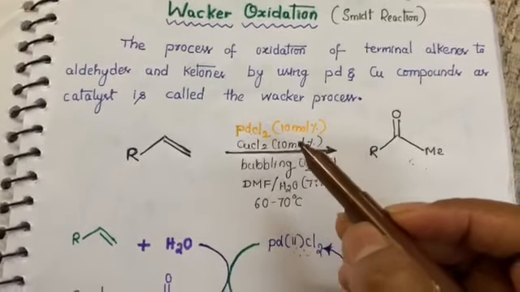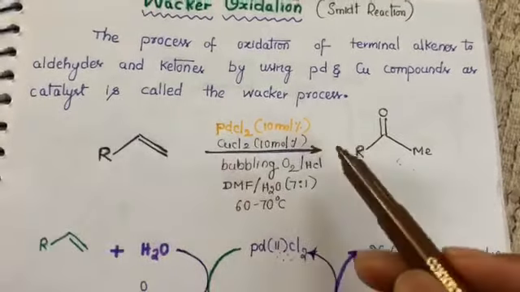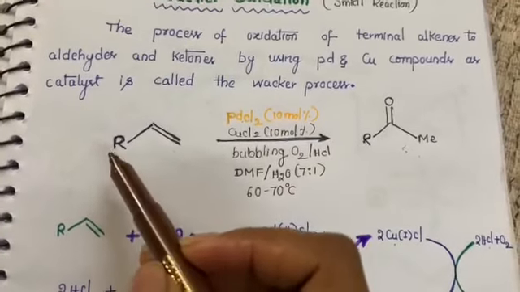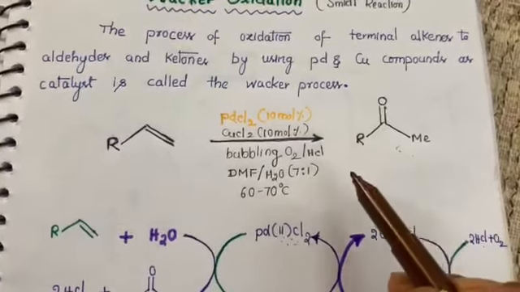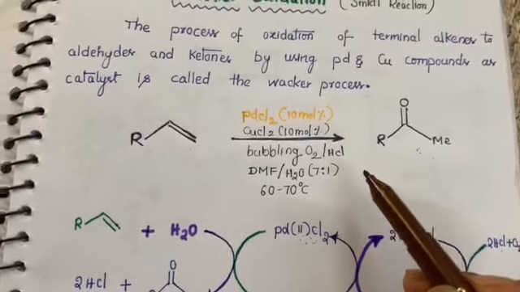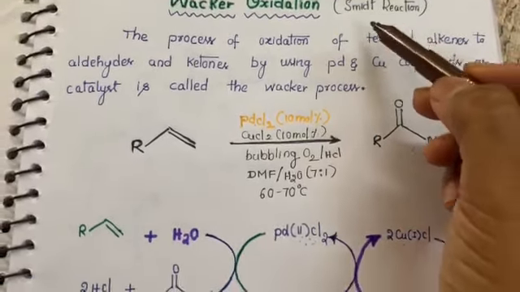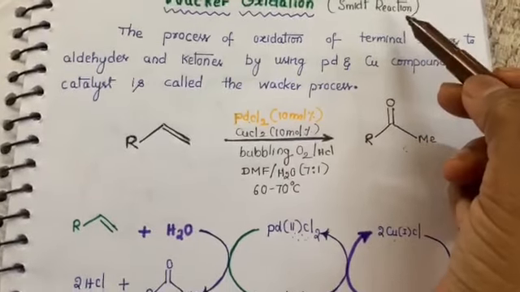And here palladium chloride catalyzes the production of aldehydes or ketones from the terminal olefins, which was first exploited commercially by the scientist Schmidt at Wacker Chemie in Germany. Hence it is also called the Schmidt reaction or Wacker process.